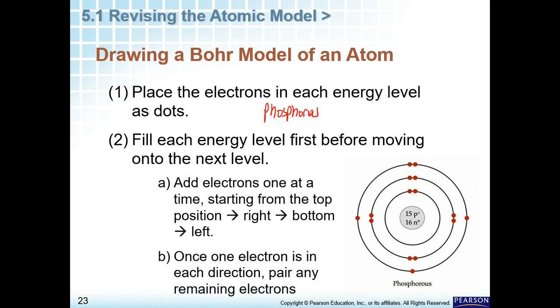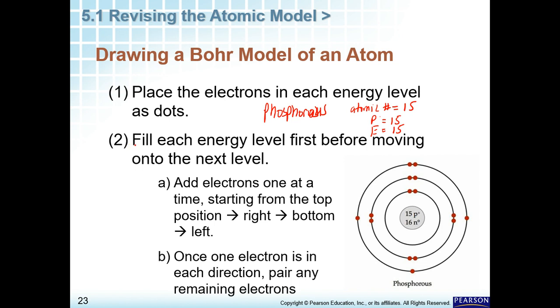First, you need to determine how many electrons phosphorus has. Well, since phosphorus's atomic number equals 15, and we know this because you can look on the periodic table, that means that the protons equal 15. Now, if this atom is neutral, that means protons has to equal the number of electrons. So electrons must also be 15. So we can plant 15 electrons as dots on a Bohr model.